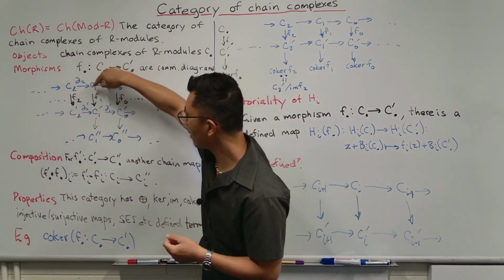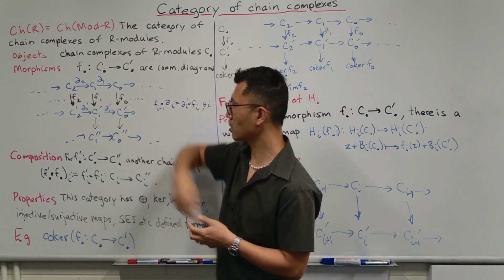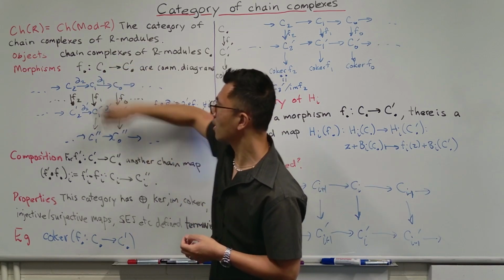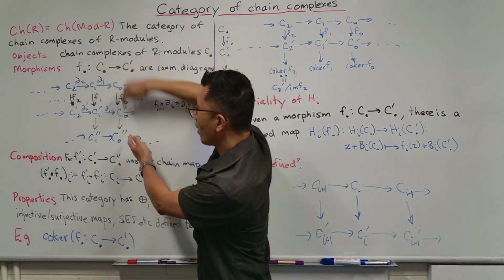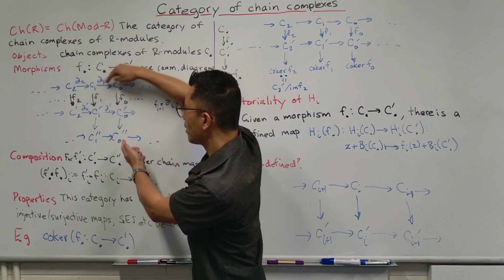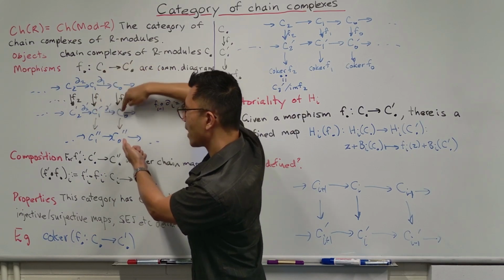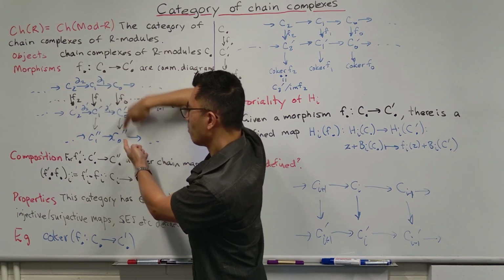Okay, so we need to show that it doesn't matter whether you go around this way or around this way, we get the same thing. So the composite now of these three maps is a composite of these three maps. Now if you go around this way, the composite of these two is the same as going down around this way. So this way here is the same as this zigzag combination of these three morphisms.